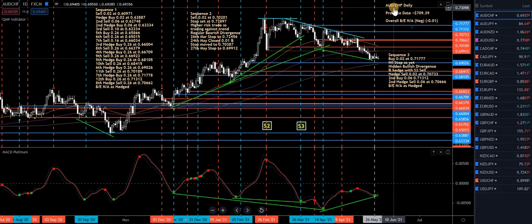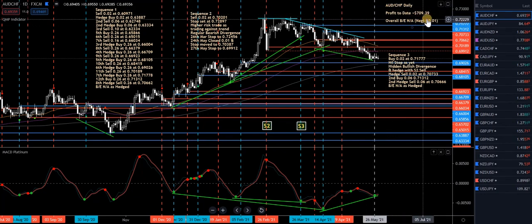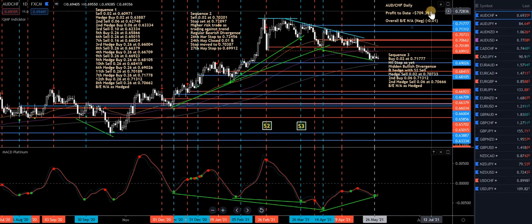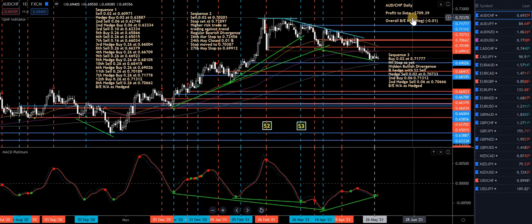So we go to Aus Swiss. Up here you'll see the name of the pair and the profit to date. That's just on this pair since I've been trading it from the spreadsheet, based on 20 cents per pip, so 0.02 is my base lot for all my trades. Overall, B/E is break even, NA is not applicable because it's a negative number, minus 0.01. That's the overall position size.